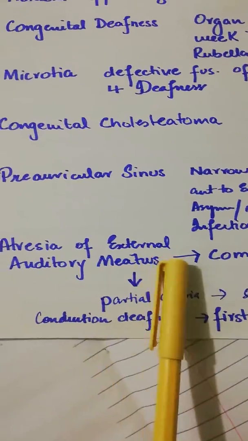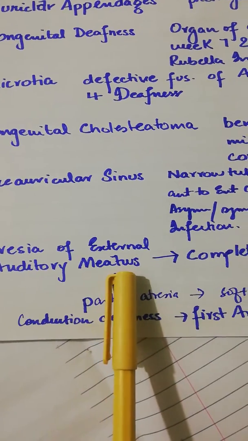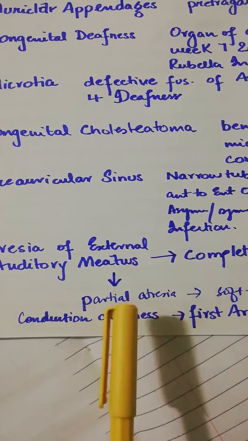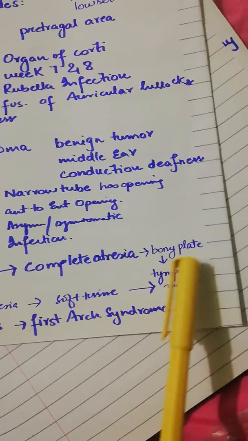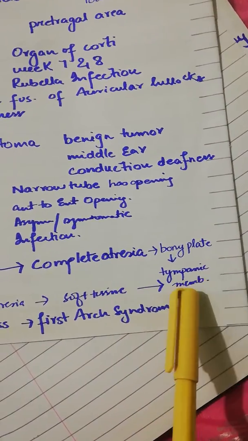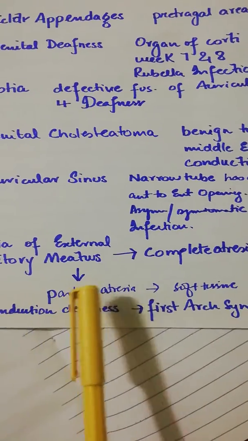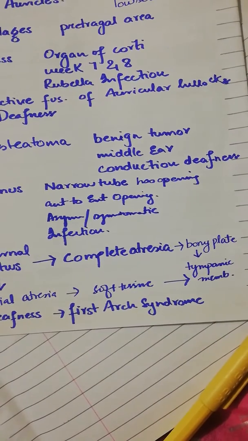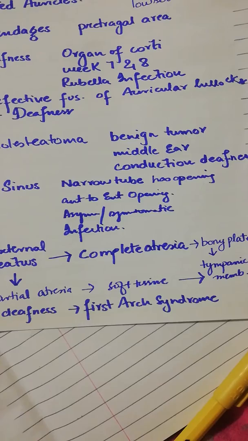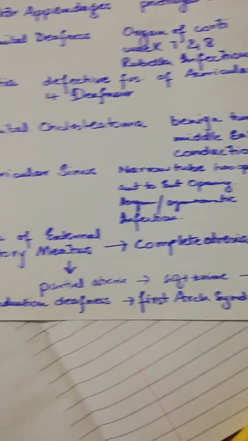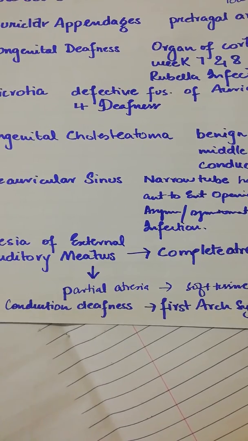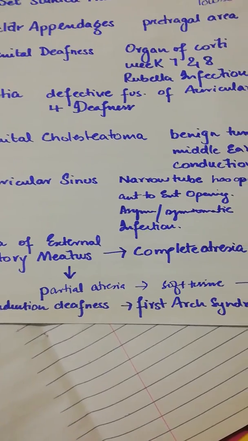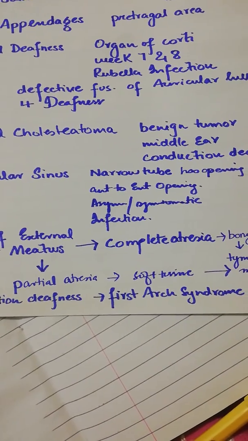Atresia of the external auditory meatus. This is of two types: complete and partial. Complete has a bony plate instead of the tympanic membrane, and in the case of partial, it has soft tissues in place of the tympanic membrane, and it is associated with conduction deafness, and it is mainly associated with the first arch syndrome.